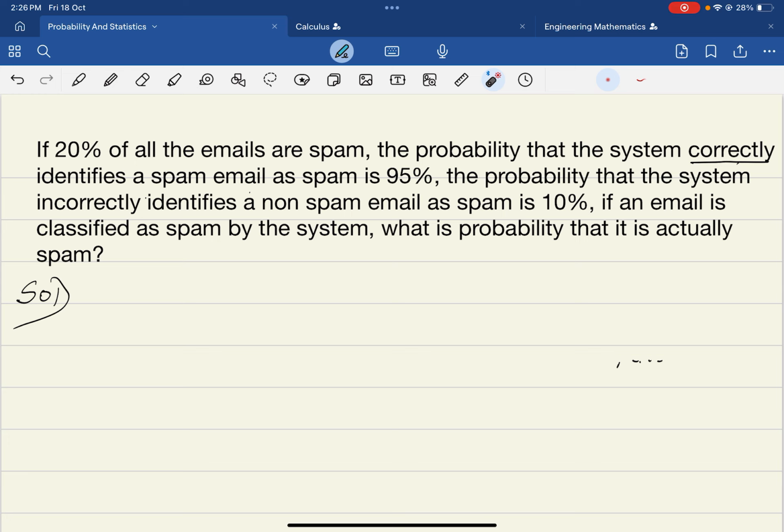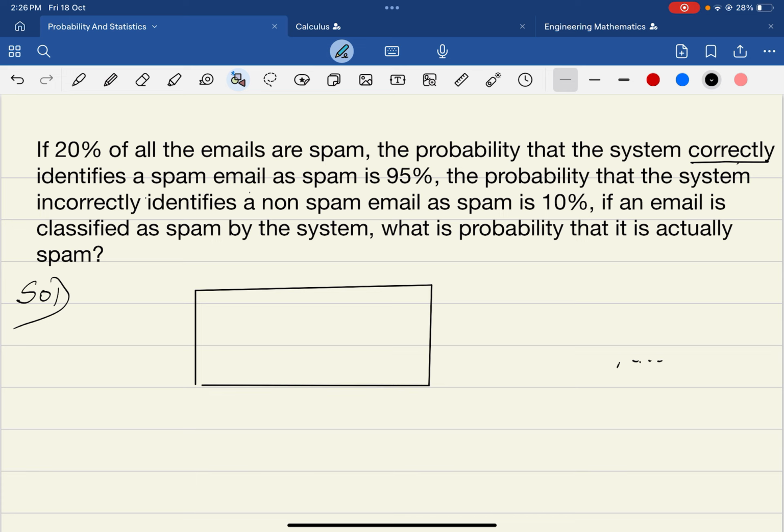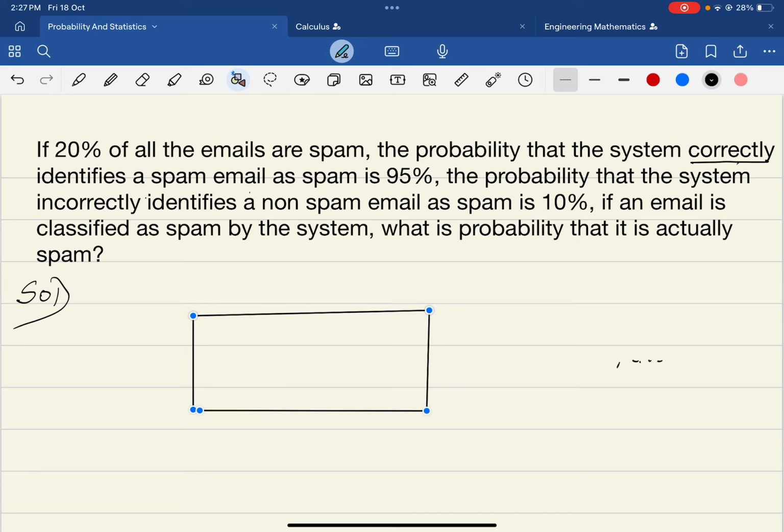So now, how can we express this scenario? There are two events, spam and non-spam, correct, in our mails. And in that, how many mails are spam? 20%. Let us say this is spam, where you have 20% spam.